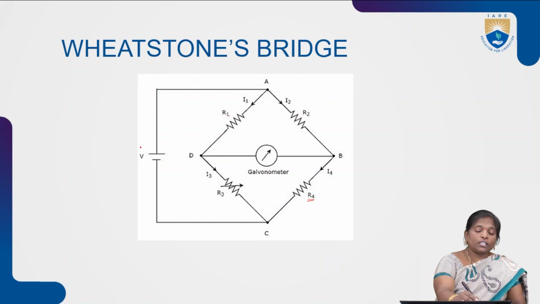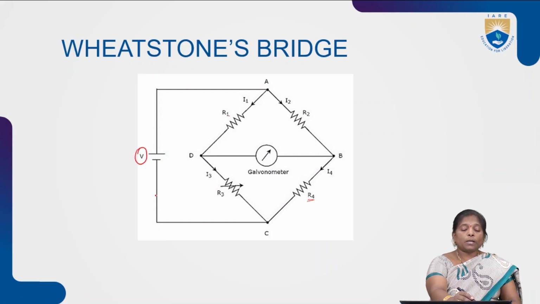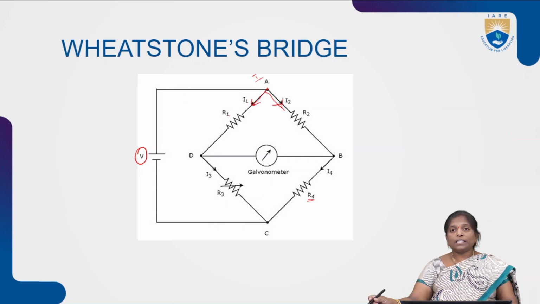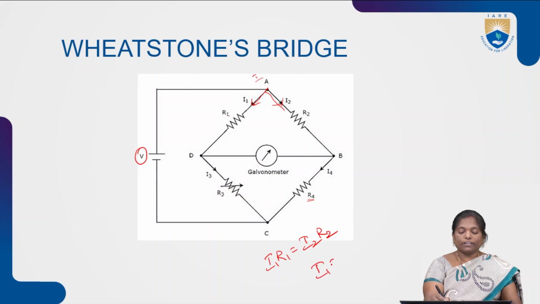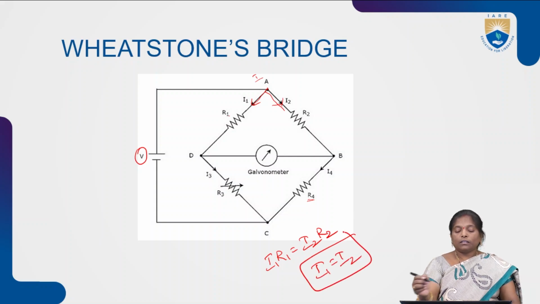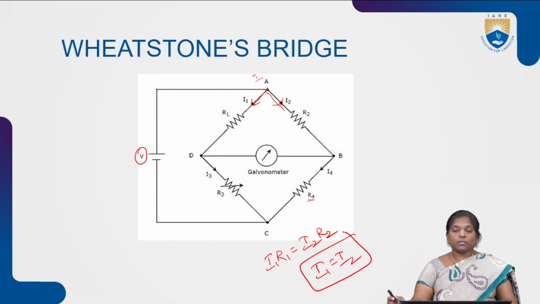The supply voltage V is passing through the bridge. Whenever the supply voltage V passes through the bridge, at the point A, the total current is I, which is distributed as I1 and I2. So, the total current is equally distributed among the first and second arms. Then we can say that I1 into R1 equal to I2 into R2, because I1 is equal to I2. Here, the current passing across the 2 arms is the same. So, I1 equal to I2.